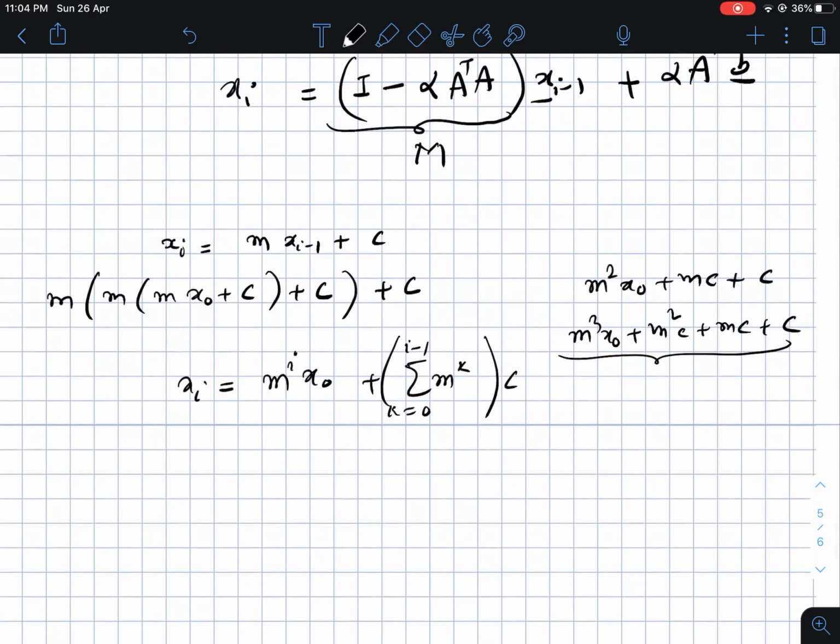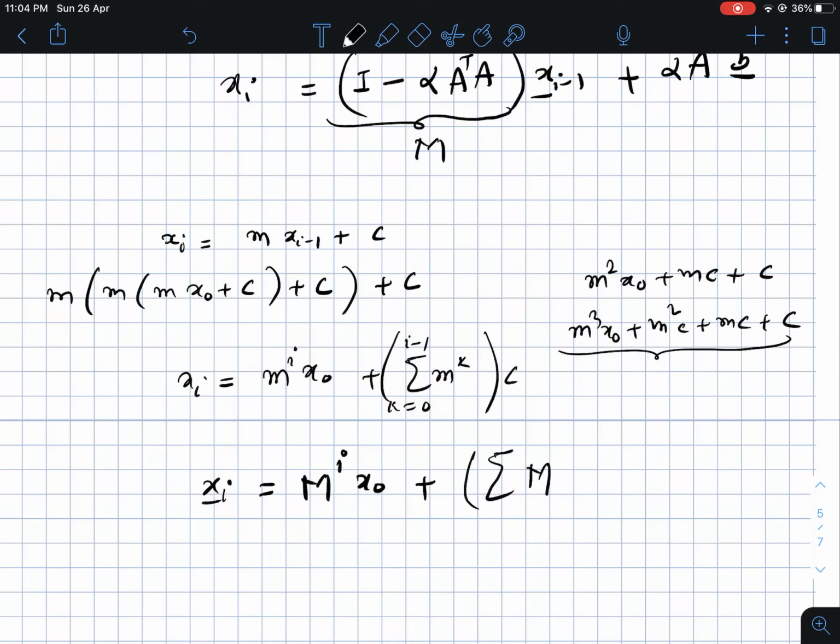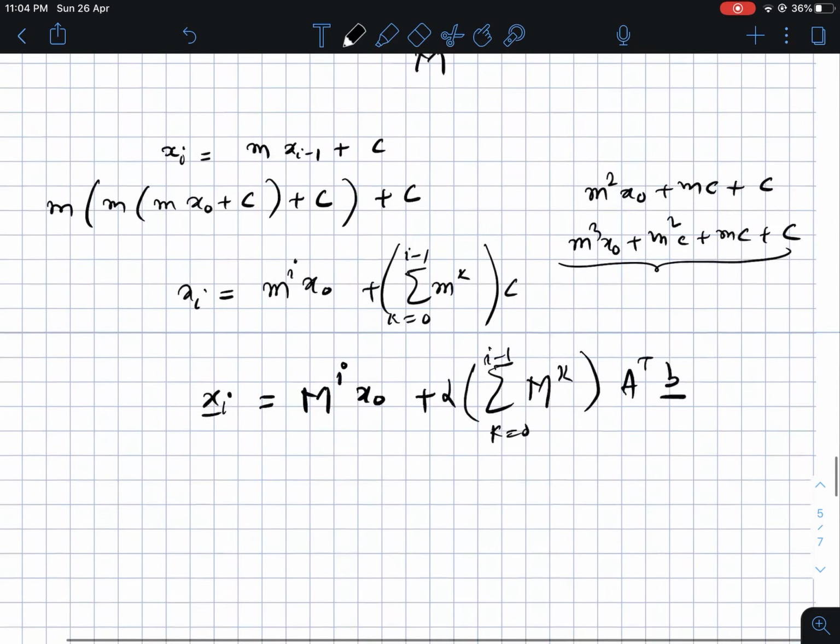There's nothing really different. The algebra and all stay the same. So what you get is xi to be, you'll get matrix powers here, m to the i x naught, right, plus some similar property, right? Summation of m to the k, k equal to 0 to i minus 1, times alpha A transpose, something like this you will get.